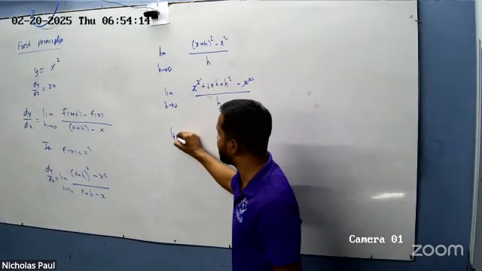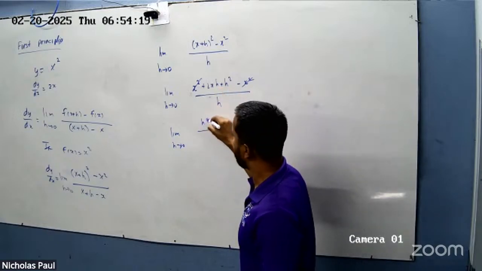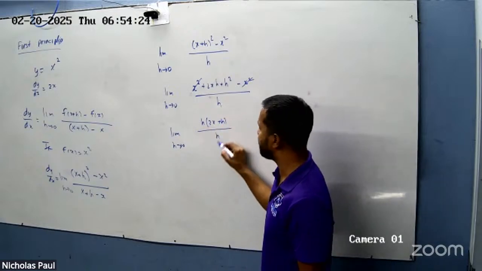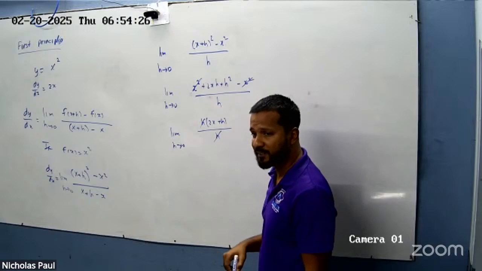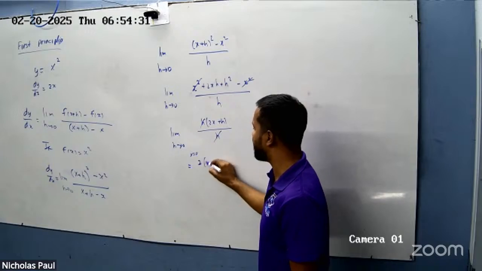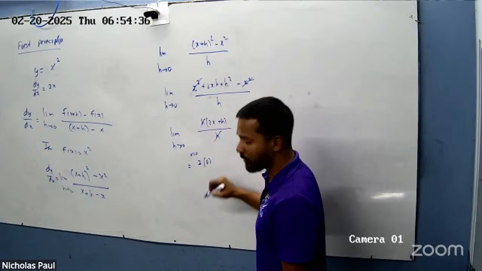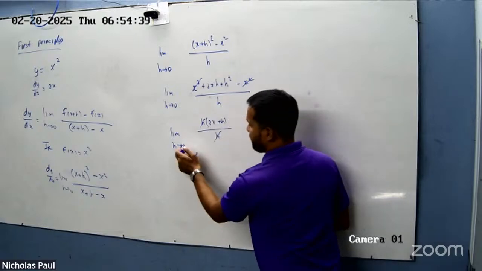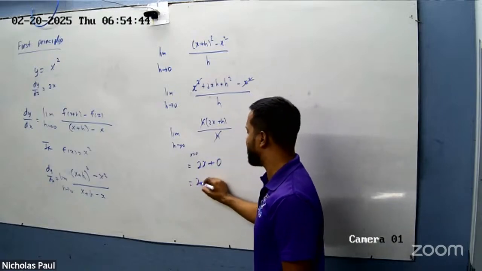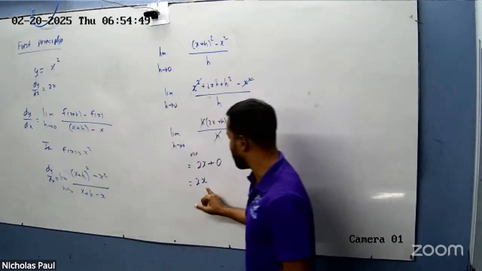So I'll get the limit as h approaches 0. I can factor out h, and I'll get h times 2x plus h, all over h. What will happen now? H will cancel. Sorry, as h goes to the limit 0, I'll get 2x plus 0. So the answer is 2x. So the derivative of x squared is 2x.